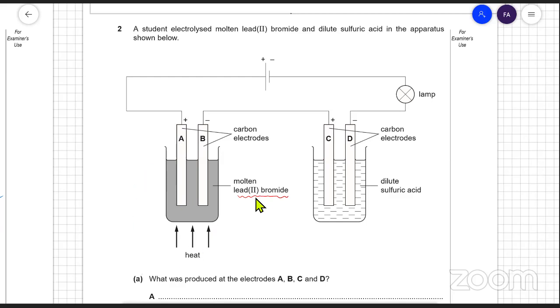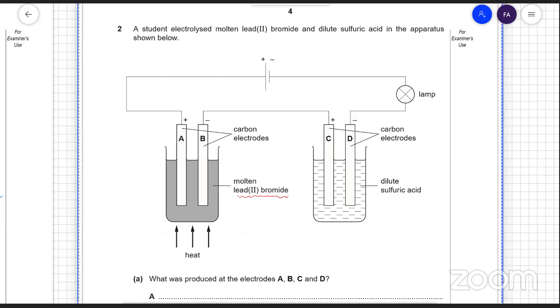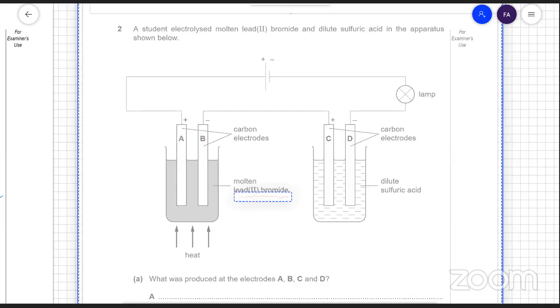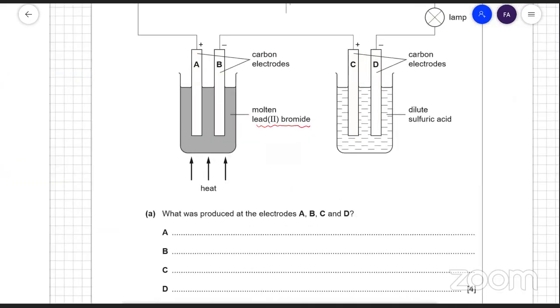This is molten lead(II) bromide, which means the liquid only has two ions. One is Pb2+. The Pb2+ ion is going to get attracted to the negative electrode. This is the negative electrode, the cathode. And the other one is Br−. The Br− ion is going to go to the positive electrode.